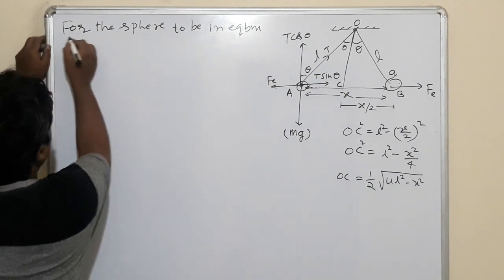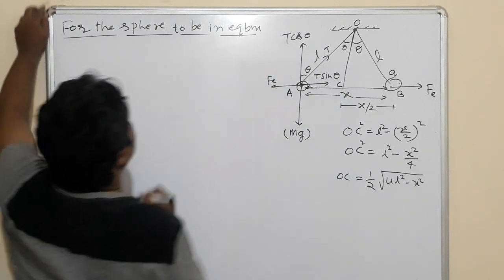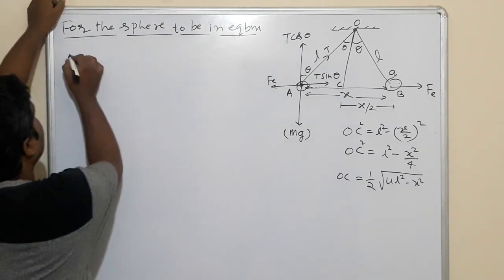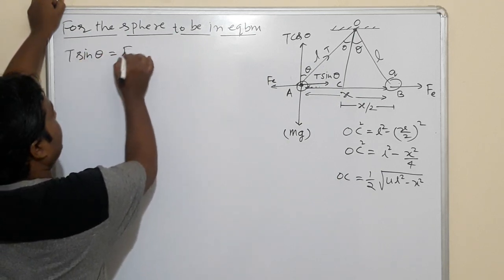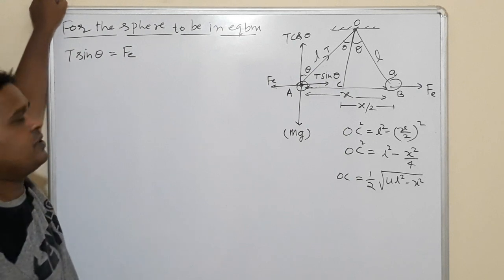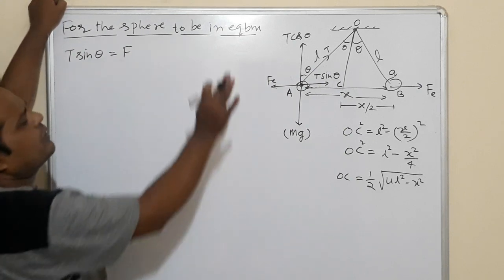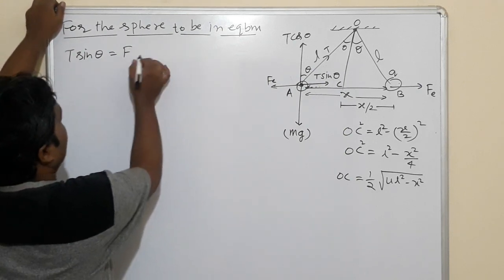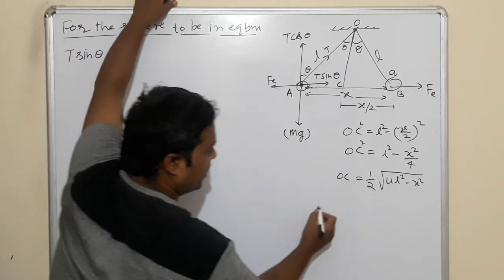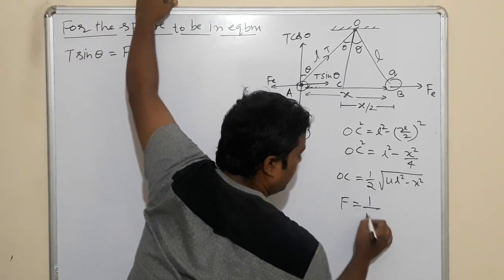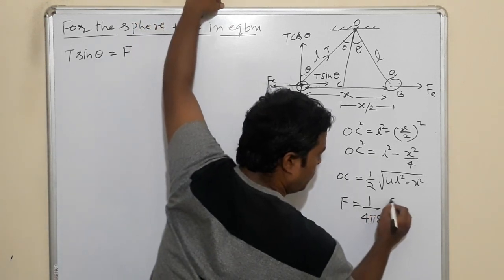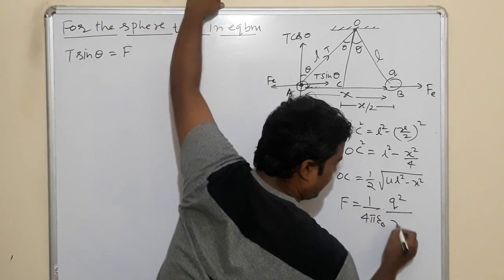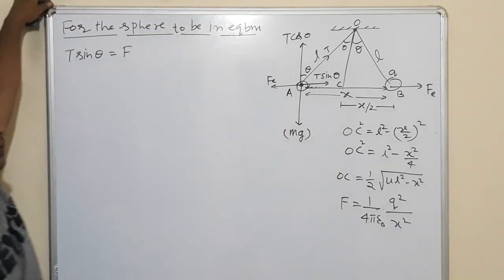See, for the sphere to be in equilibrium, what are the conditions? T sin theta must be equal to Fe. Fe stands for electrostatic force, or just simply you can take it as F, whose value we know: 1 by 4 pi epsilon naught. What is force? 1 by 4 pi epsilon naught into Q square divided by x square. This is the force.